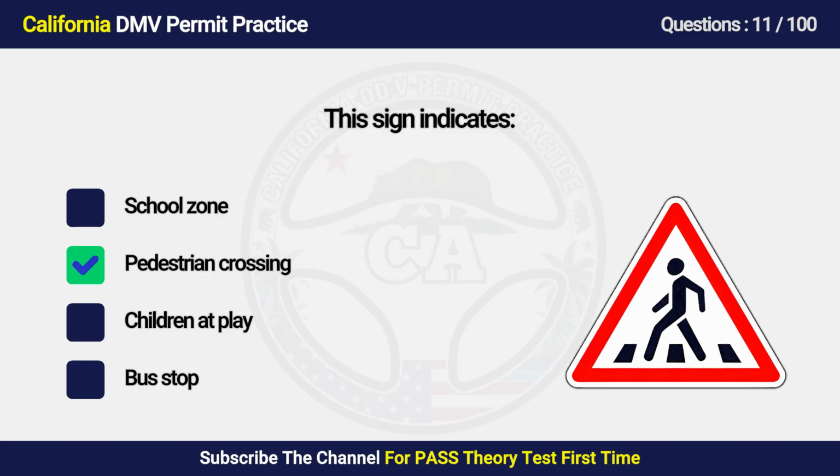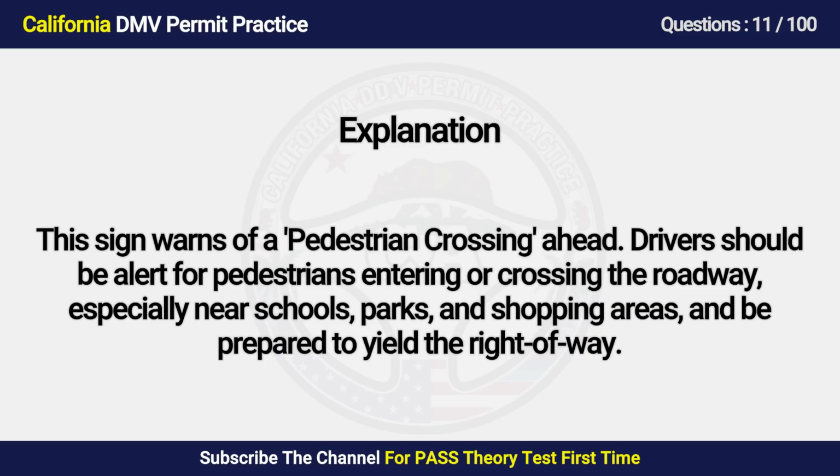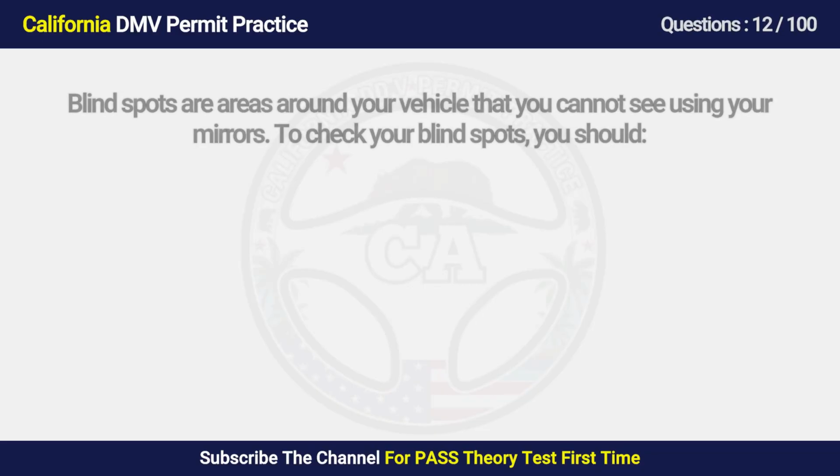Answer is B. Pedestrian crossing. This sign warns of a pedestrian crossing ahead. Drivers should be alert for pedestrians entering or crossing the roadway, especially near schools, parks, and shopping areas, and be prepared to yield. Question 12.